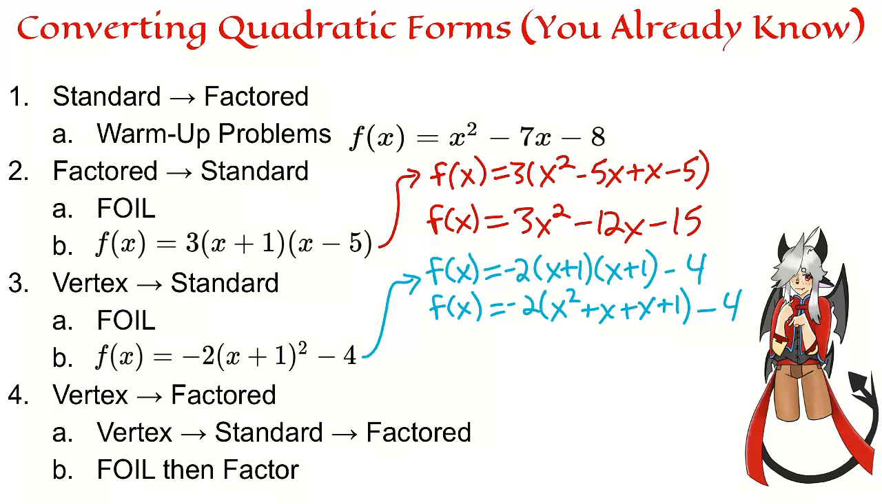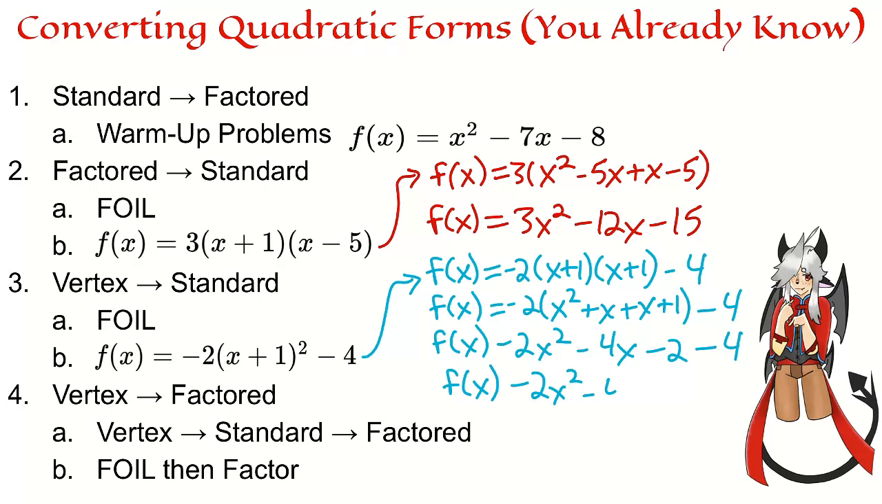Now I'm going to distribute that negative 2. So we have negative 2x squared. And then here, plus 2x. Plus 2x times a negative 2 is minus 4x. Then we have plus 1 times a negative 2 is negative 2. And then we have that minus 4 on the outside. So finishing that out, we have minus 2x squared minus 4x minus 6.